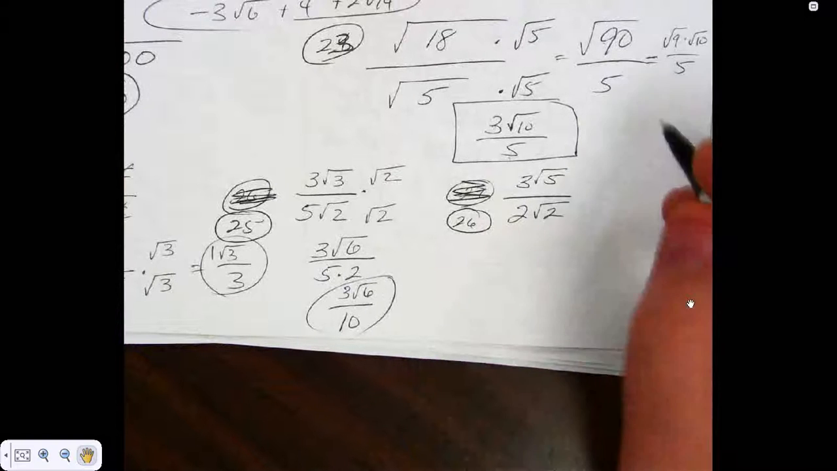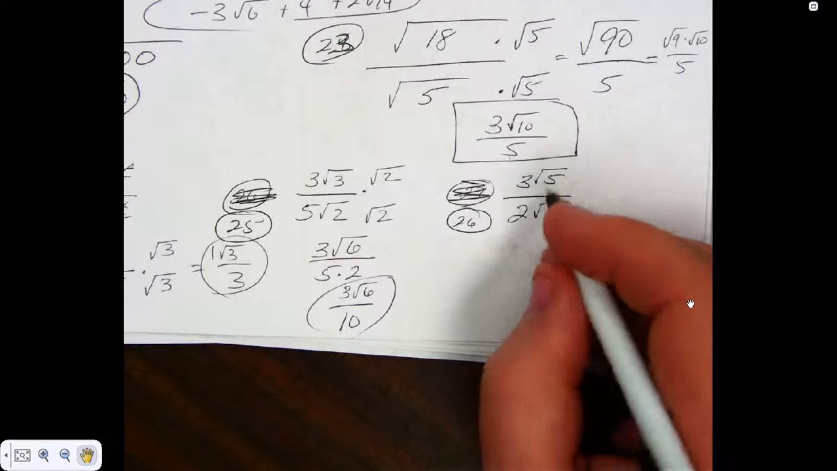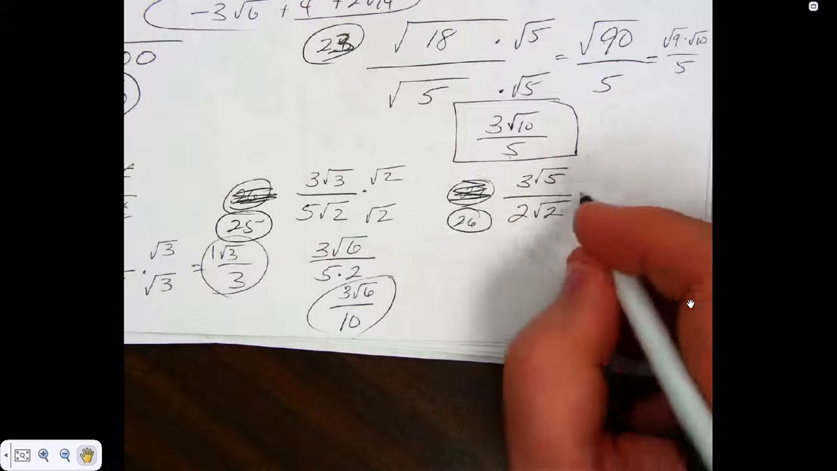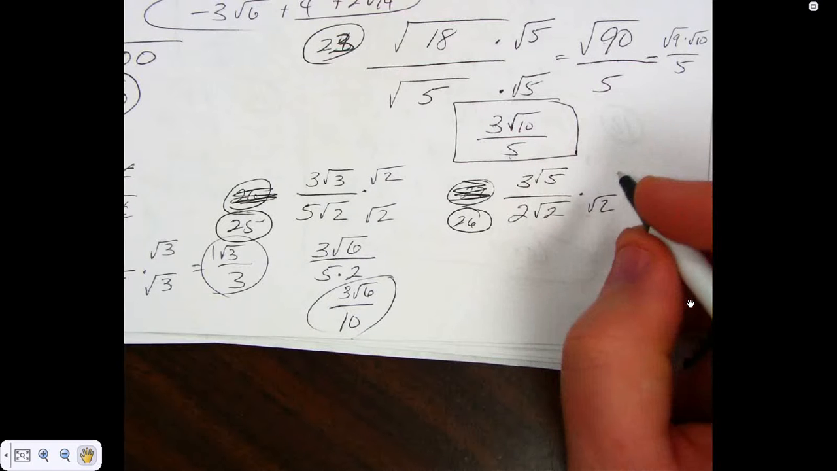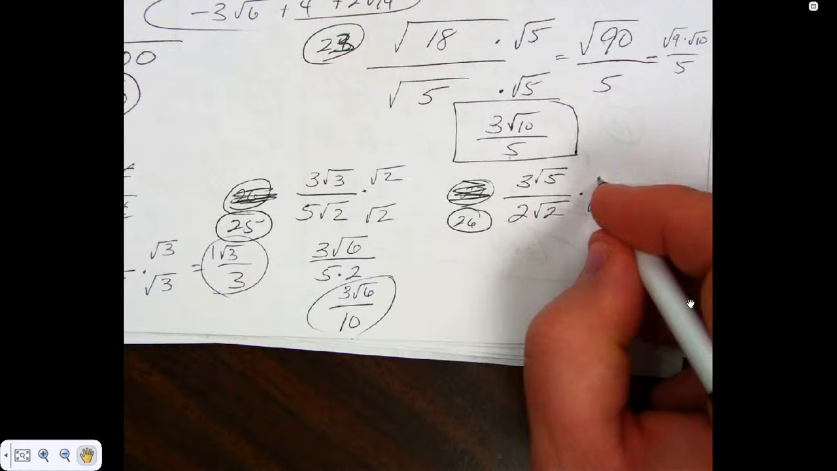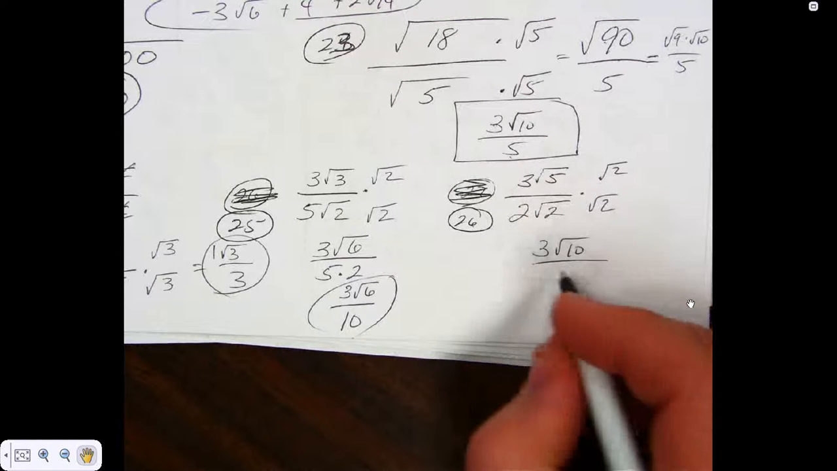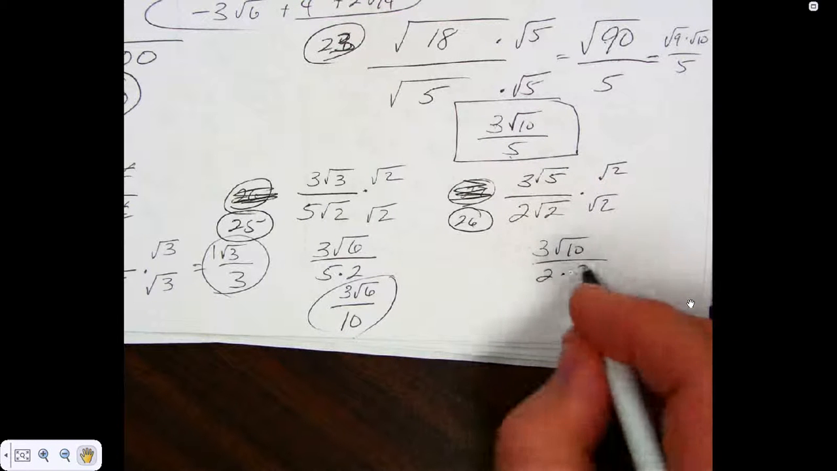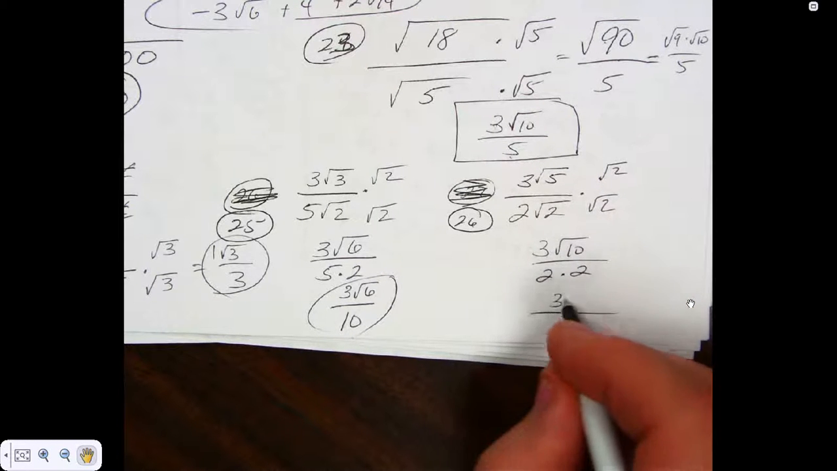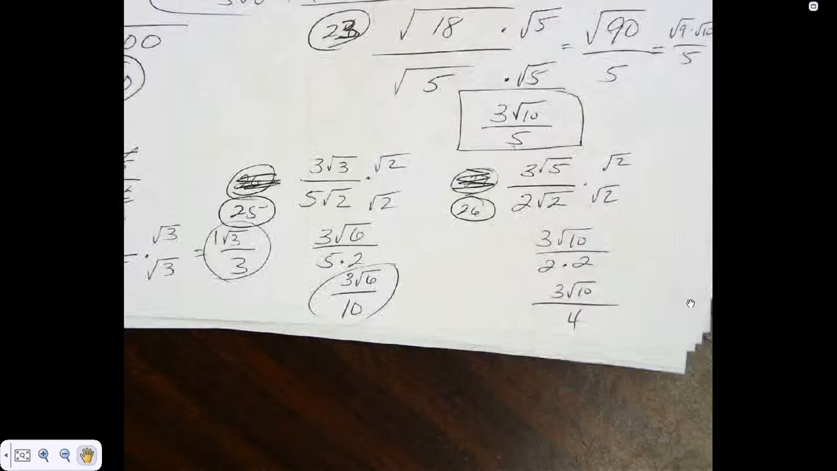Last one. Is there anything to simplify? So I'm going to multiply the bottom by what? Square root of 2. Top by what? Square root of 2. So I'm going to be left with 3 square roots of 10 over 2 times what? So I'm left with 3 square roots of 10 over what? Can't reduce anymore. You're done.